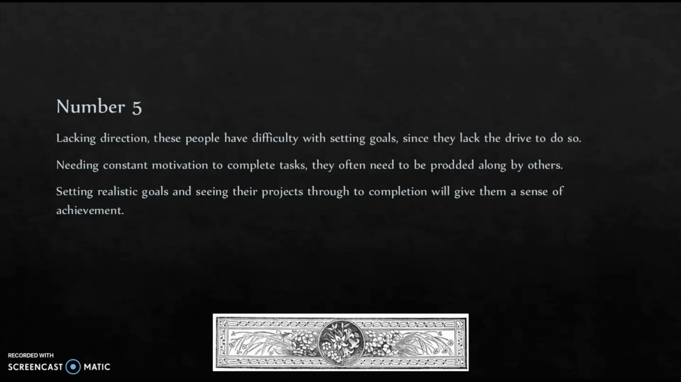Number 5. Lacking direction. These people have difficulty with setting goals, since they lack the drive to do so. Needing constant motivation to complete tasks, they often need to be prodded along by others. Setting realistic goals and seeing their projects through to completion will give them a sense of achievement.